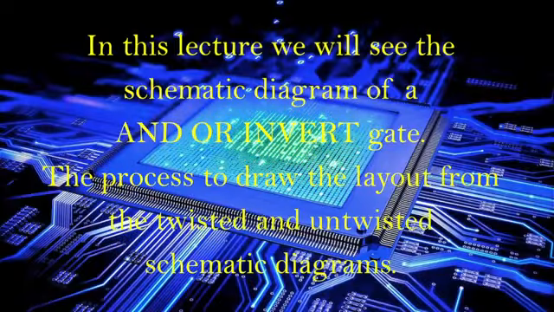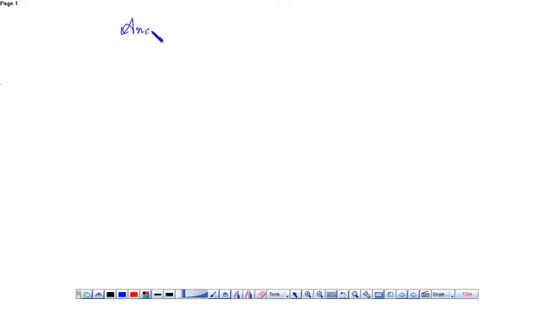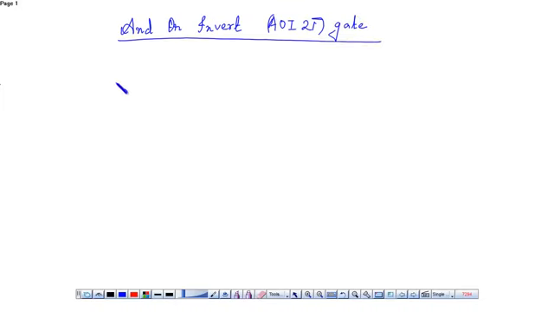In this lecture, we will see the schematic diagram of an AND-OR-invert gate and how to draw the layout from the schematic. So this is an AND-OR-invert, that is AOI 21 gate.